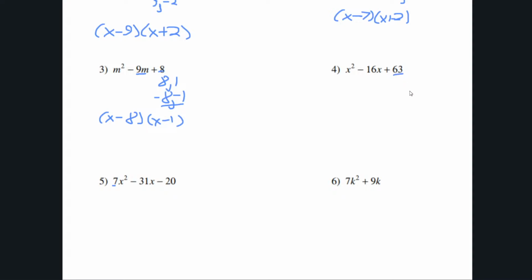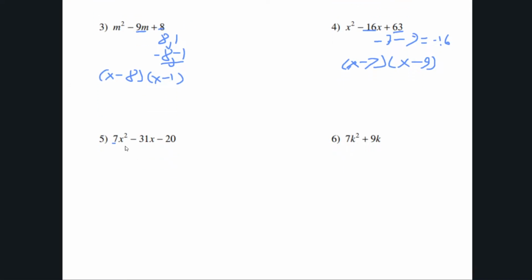Okay, so now we have a bigger number, we have more factors to consider. So which of these factors are going to add to negative 16? Because it is positive, we know it's either going to be a positive times a positive or a negative times a negative, but because we have a negative 16, we know it's going to be a negative times a negative, and those have to sum to negative 16. 63 has 21 times 3, and also 7 times 9, so negative 7 minus 9 is equal to negative 16, so we have x minus 7 and x minus 9.